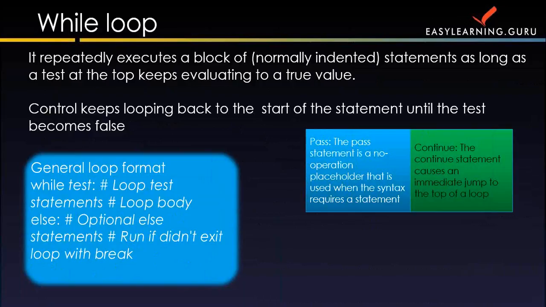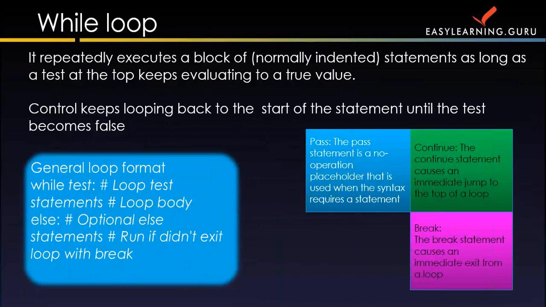Next is the continue statement. It causes an immediate jump to the top of the loop. If you hit continue, then all the statements after the continue statement are skipped and control goes back to the start of the loop. Then next we'll talk about break. The break statement causes an immediate exit from a loop. The code that follows it in the loop is not executed if the break statement is reached. So after the break statement, the execution of the remaining statements is completely skipped.